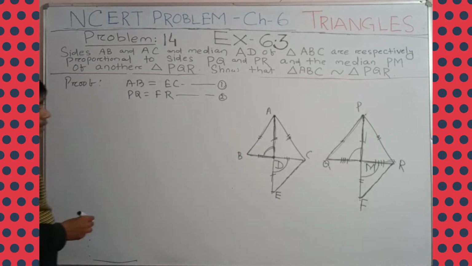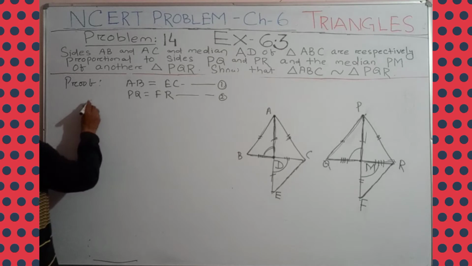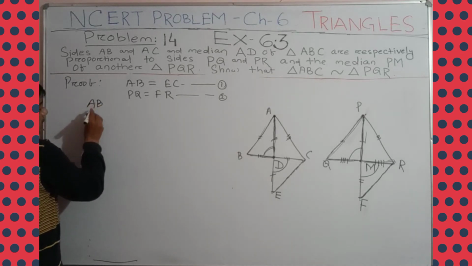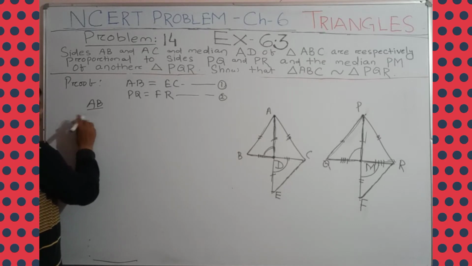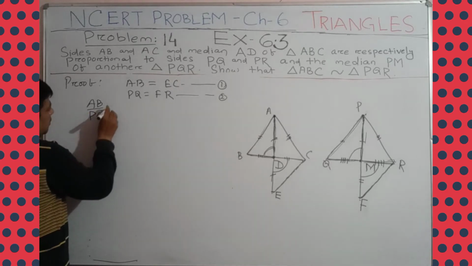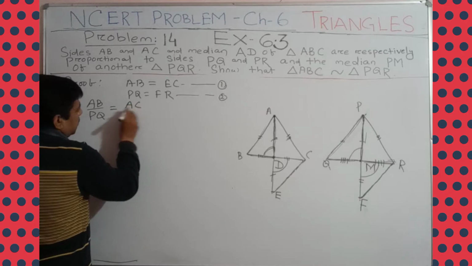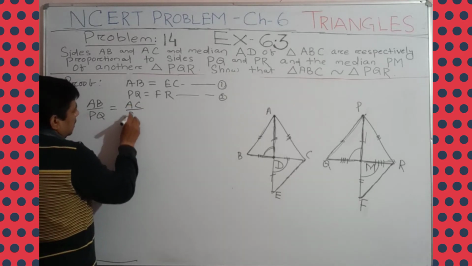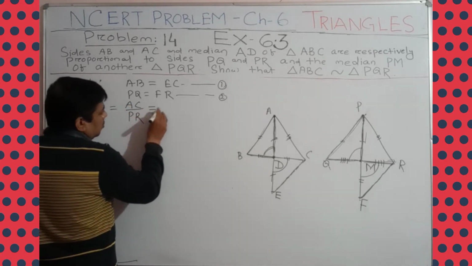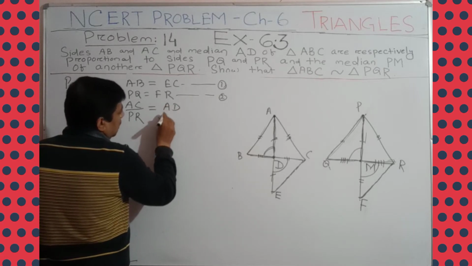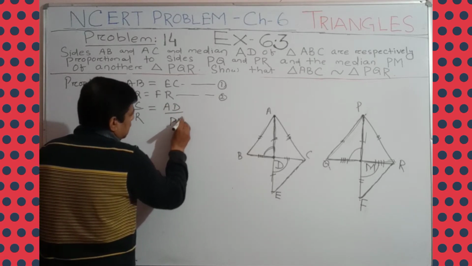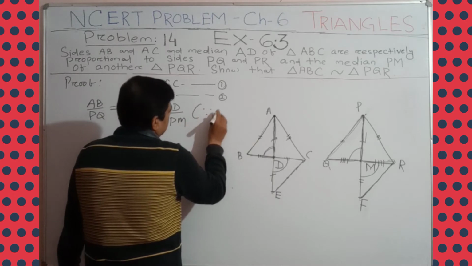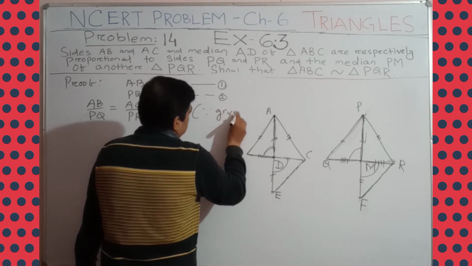But what is given? AB upon PQ, AC upon PR, and that is equal to AD upon PM. Is it given or not? Since it is already given according to the statement, it is given.